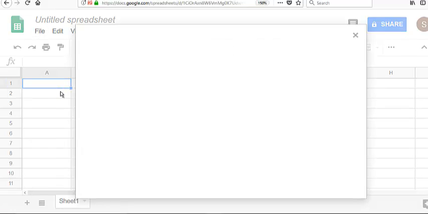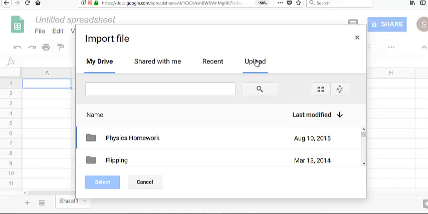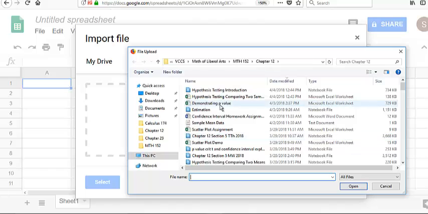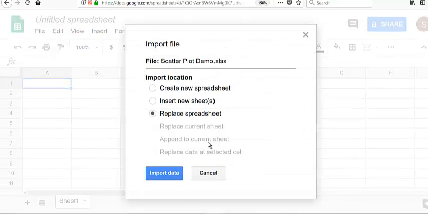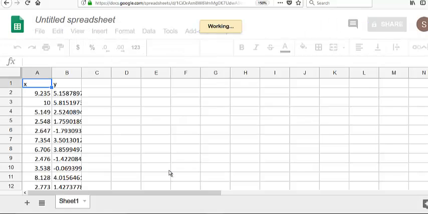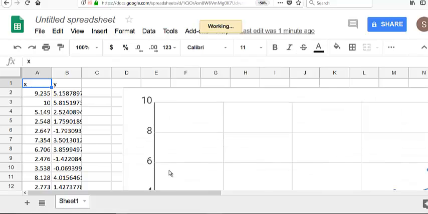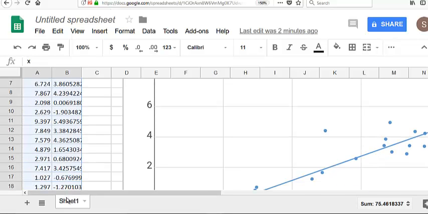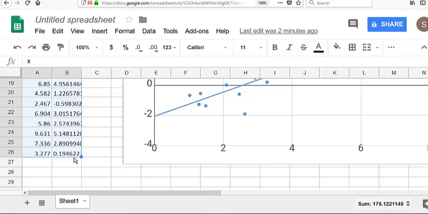So we're going to import. I think I already have it, but I'll get it from my computer. Chapter 12, scatter plot demo. I think that's the one I want to get. Okay, and it's already in an Excel format, so it doesn't give you as many choices. So I'm just going to say replace the spreadsheet. Oh no, that actually does more than the data. So the one I'll send you will just have data. I'm going to start from the beginning here.